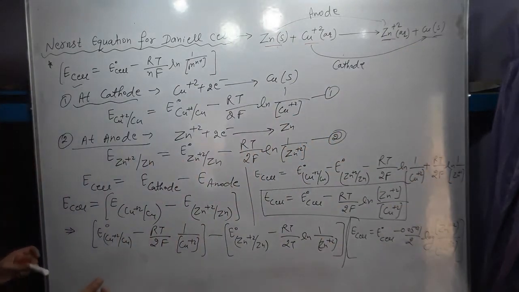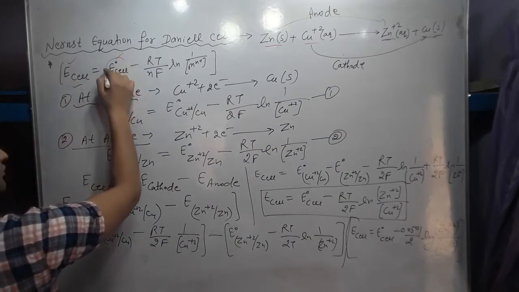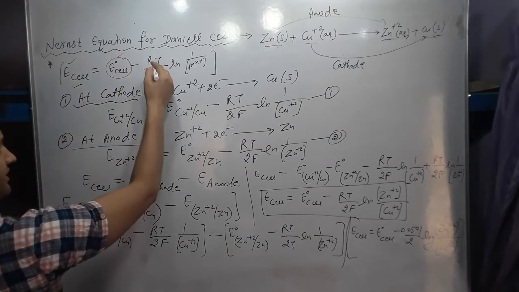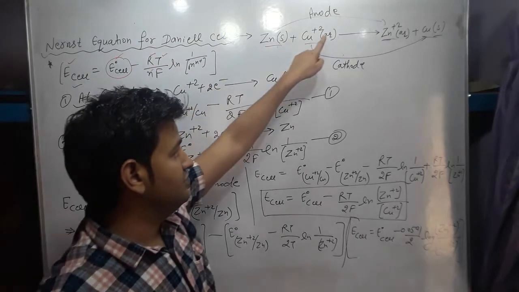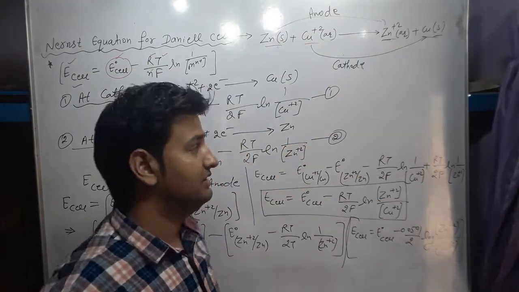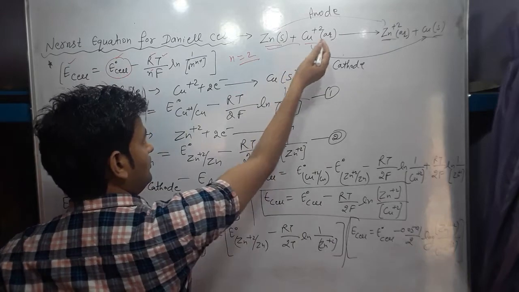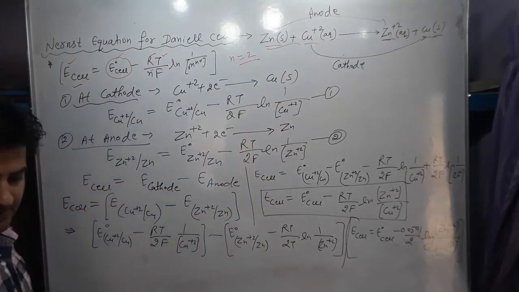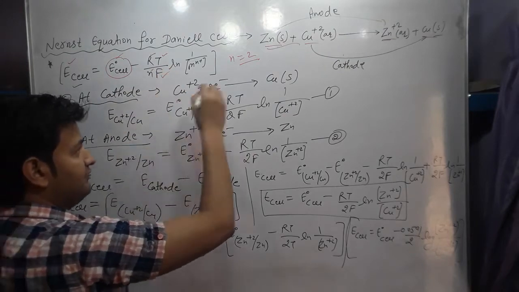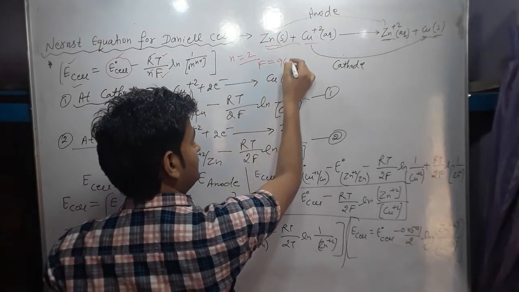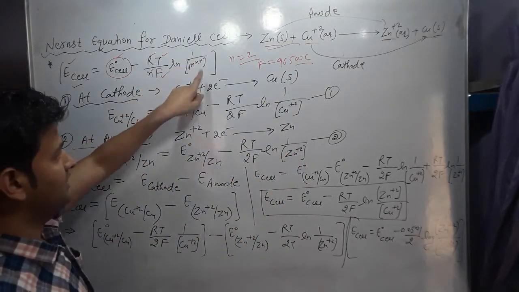So according to the Nernst equation, the EMF of the cell can be written as E naught of the cell, where E naught means standard EMF, minus RT over nF. R is the gas constant, T is temperature, and n is the number of electrons involved in the chemical reaction. In the Daniell cell, the number of electrons n is equal to 2 because 2 electrons are transferred. F is the Faraday constant, and its value is 96500 coulomb. Then the natural logarithm of ions.